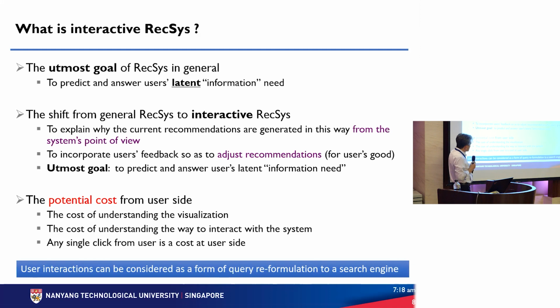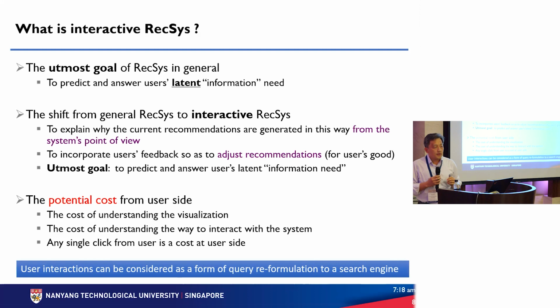But all this, the survey paper or even this workshop, doesn't mention the potential cost to the user. What does it mean by the cost? It is the cost to understand this validation. So I need to learn your user interface and learn how to provide feedback. So this is a user's cost, all right? And also it doesn't consider the cost of understanding the way to interact with the system, okay?